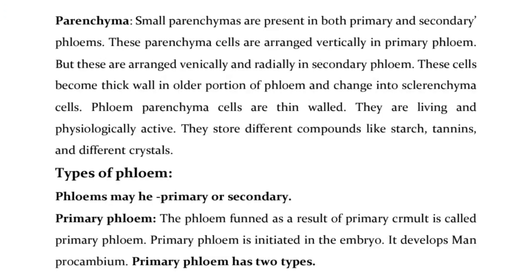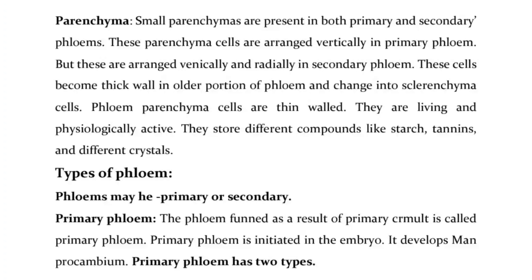Parenchyma. Small parenchyma cells are present in both primary and secondary phloem. These parenchyma cells are arranged vertically in primary phloem, but these are arranged vertically and radially in secondary phloem. These cells become thick-walled in older portions of phloem and change into sclerenchyma cells. Phloem parenchyma cells are thin-walled. They are living and physiologically active. They store different compounds like starch, tannins, and different crystals.